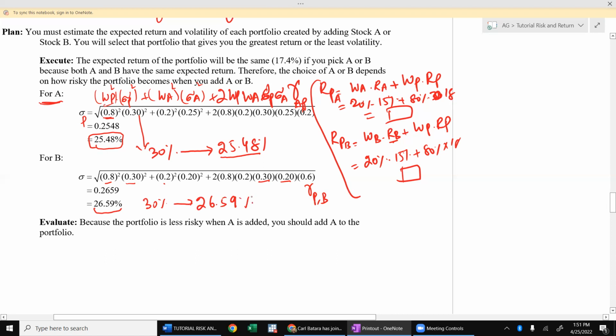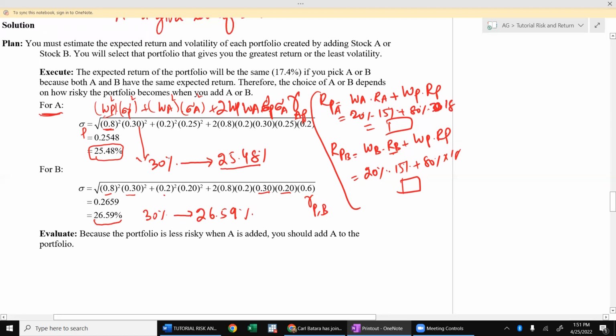So which one do you think is adding more risk? If we add A, our risk will be 25.48% from 30%. And if we add B, our risk will jump to 26.59. It is decreased because of diversification, right? Diversification reduces the risk, but how much risk does it reduce? Based on the individual securities' risk, this is the difference. So which one should we add now? Because A is reducing the risk of our portfolio, we are going to add A.